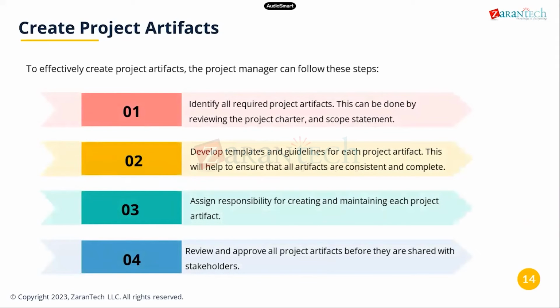Here we have 4 steps. First, identify required project artifacts. Here you are going through the project charter or scope statement about the project, which will identify what documents are needed for the SAP project. It can be plans, reports, schedules, or any other documentation for project delivery. And second, develop templates and guidelines. Here we are talking about how an SAP project might require a standardized format for project plans, risk registers, or status reports. It will maintain uniformity and clarity in project documentation.